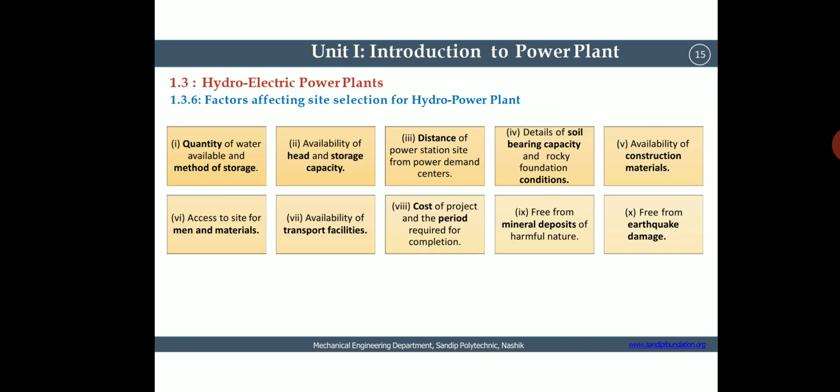Factors affecting site selection of a hydroelectric power plant: first, quantity of water available and method of storage. Second point is availability of head and storage capacity. Third is distance of the power station site from power demand centers. Fourth point is details of soil bearing capacity and rocky foundation conditions. Fifth point is availability of construction materials. Sixth point is access to site for men and materials. Seventh point is availability of transport facilities. Eighth point, cost of project and the period required for completion. Then, free from mineral deposits of harmful nature, and free from earthquake damage. So these are the different points to consider for site selection of a hydroelectric power plant.